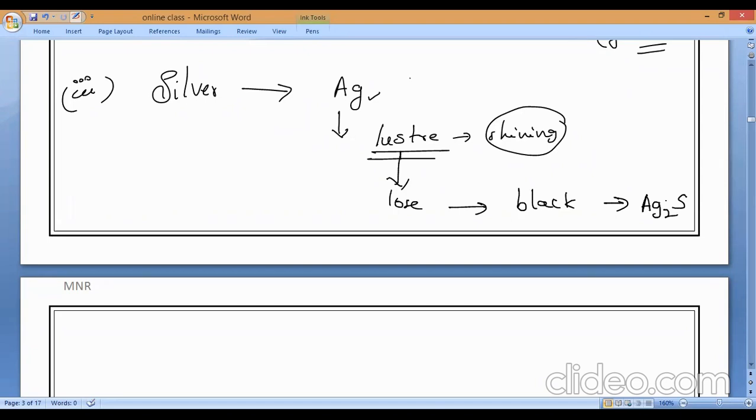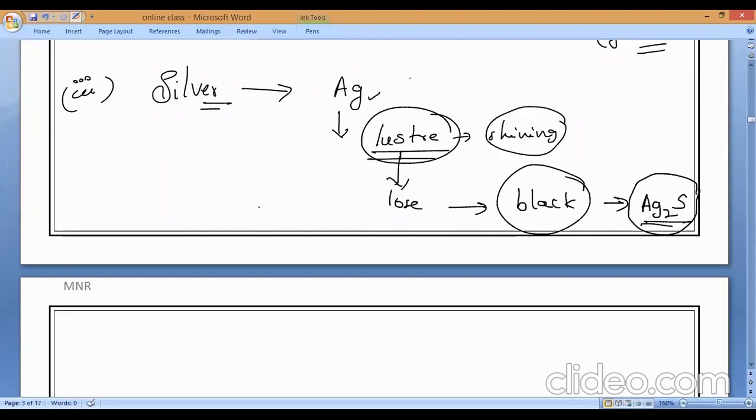Silver sulfide. Why am I saying this example? I told you it will react with the sulfur also, which is present in atmospheric gases. That is the reason. So if you take these silver ornaments, slowly they lose their luster or shining surface and turn into a black color substance. That black color substance we call silver sulfide.